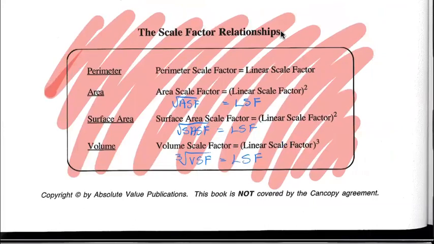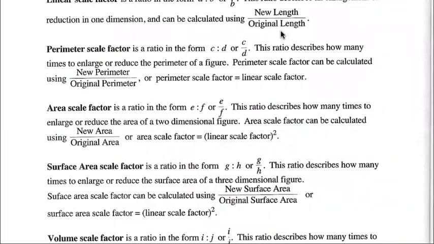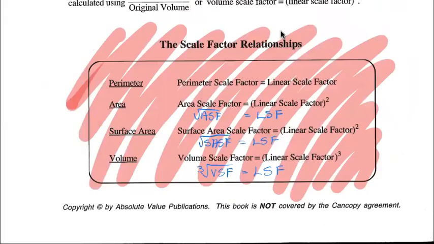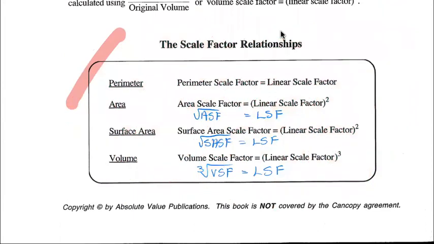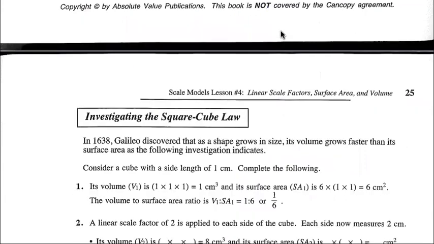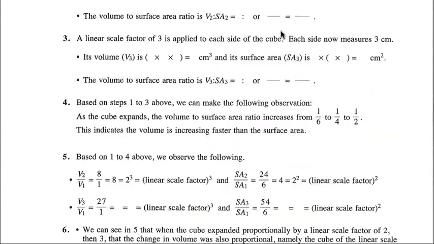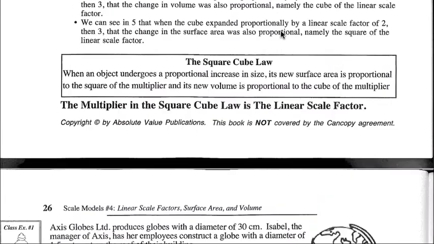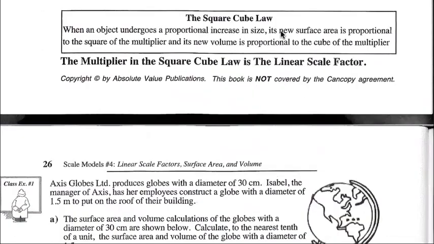I realized that putting that in red might not make it legible. So let's erase it. There. Over the page, skipping all of this, don't need to go over that. Talks about the square cube law, which I talked about.